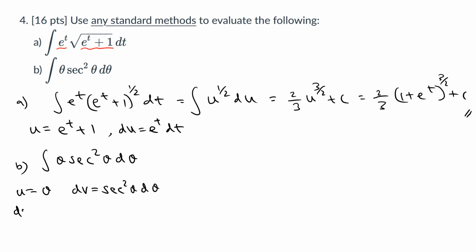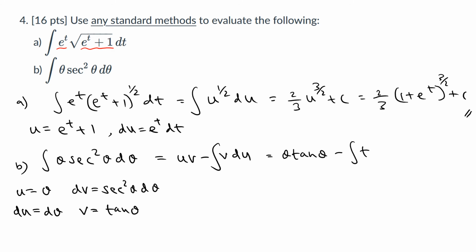So take the derivative, that means du equals d theta, integrate, you get tan theta. So we have everything we need. So uv minus integral of v du. Let's plug in uv, the product. So this is theta tan theta minus integral of v du. So v means tan theta, du means d theta. Now we know, what is the integral of tangent? That's one of the formulas that you need to remember.